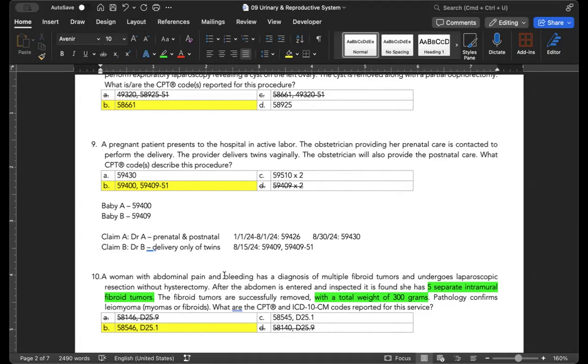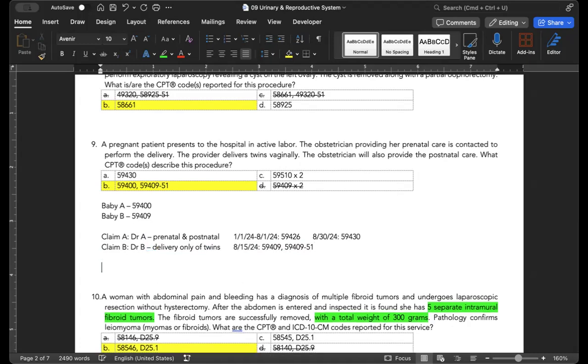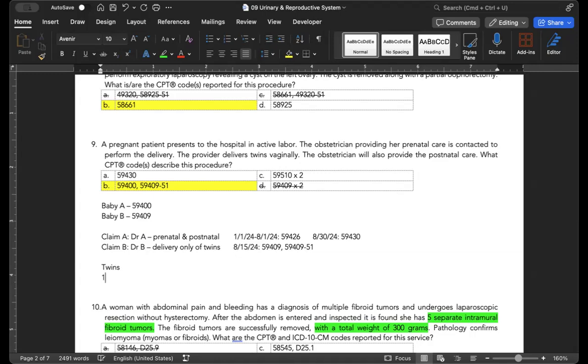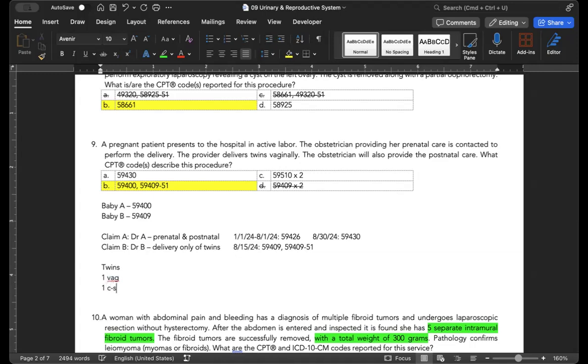I just want to see if I have this correct. If one is delivered vaginally and the other is delivered cesarean, then we would do 59409 plus the 59510, right? Yes. So if we have twins, one is vaginal, one is C-section, is that what you're saying?